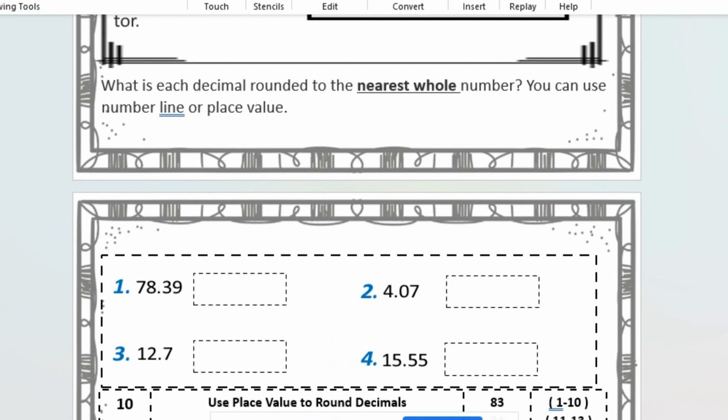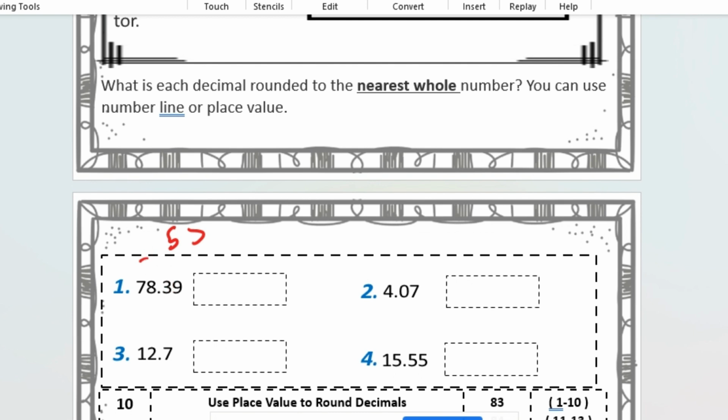Now, what is each decimal rounded to the nearest whole number? When rounding to the nearest whole number, we look at only the first number after the decimal point. If that number is 5 or more, we add 1 to the digit before it and put zeros for all the digits after the decimal point. If it's less than 5, we just put zeros and don't add the 1.